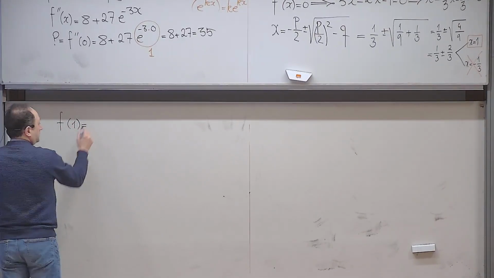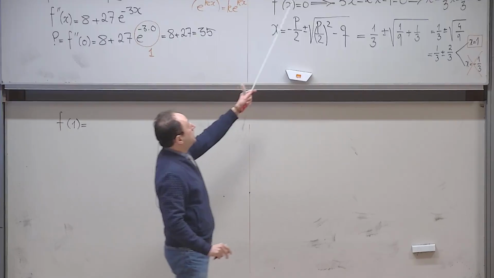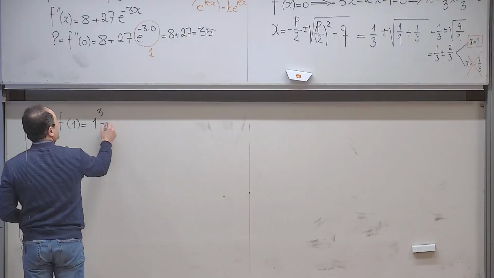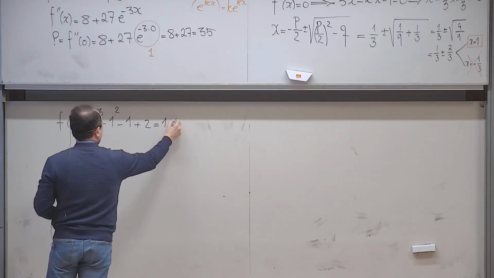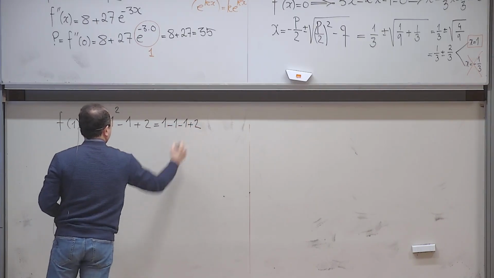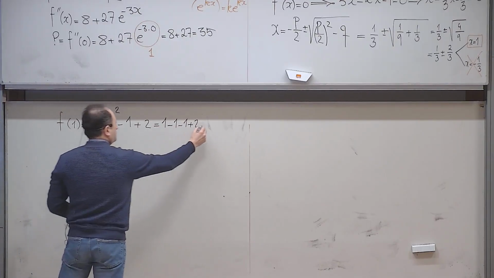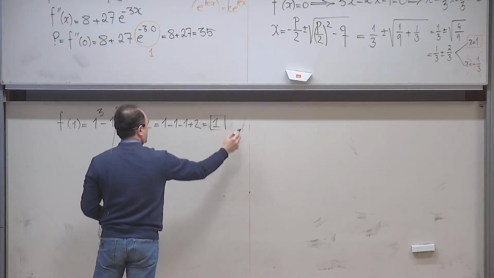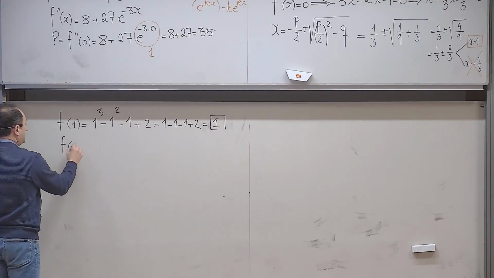1. That is also simple. So I go here and replace every x with 1. Okay, so this becomes 1 to power 3 minus 1 to power 2 minus 1 plus 2. So it becomes 1 minus 1 minus 1 plus 2. And so it becomes 1 finally. I put this in a box because that becomes important. But I have to calculate f of 0.